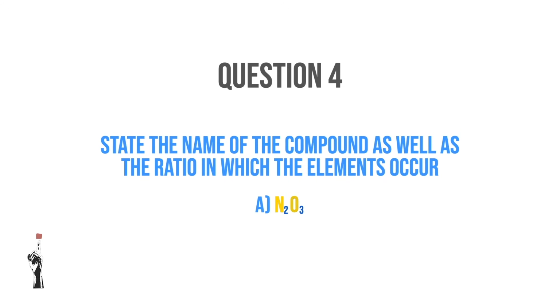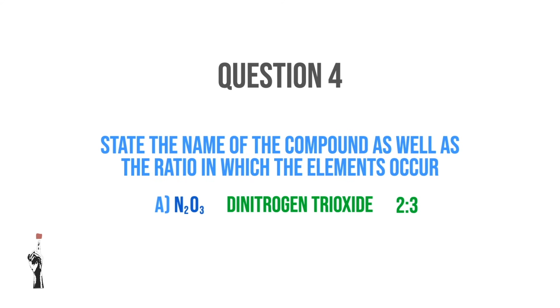N and O are both located on the right-hand side of my periodic table, meaning that both of them are nonmetals. And when naming compounds consisting of solely nonmetals, I must write down the subscripts. The symbol N represents nitrogen, and the symbol O represents oxygen. The name for N2O3 would therefore be dinitrogen trioxide. And its ratio for nitrogen to oxygen is 2:3.